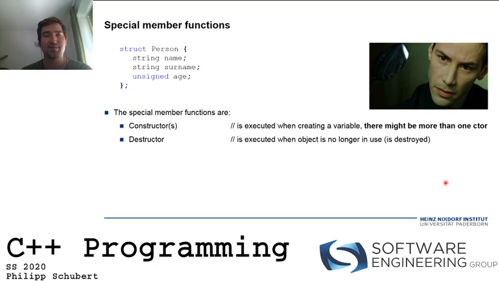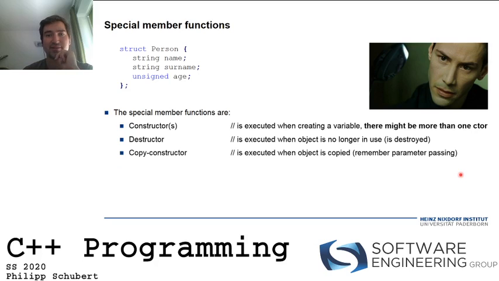One more special member function is called the destructor. It's basically the anti-constructor, because the destructor is automatically executed when an object is no longer in use. Meaning, if you have a variable of a certain type and the variable goes out of scope at some point, maybe you reach the end of your function definition, then all stack variables automatically go out of scope, and then the destructor of a variable is called.